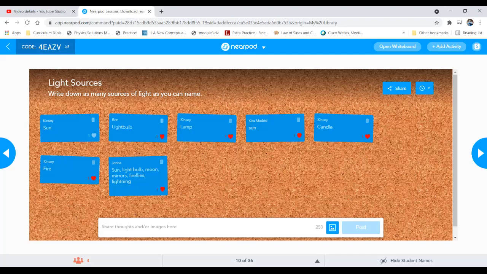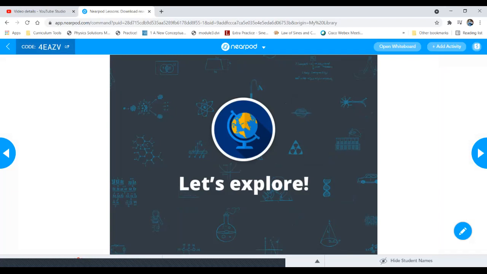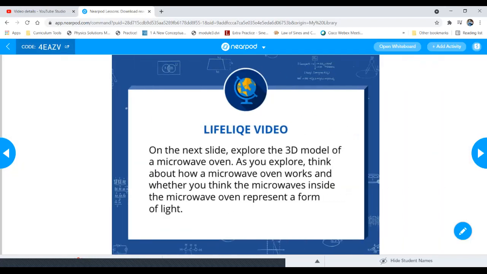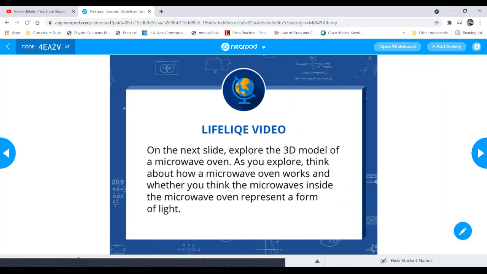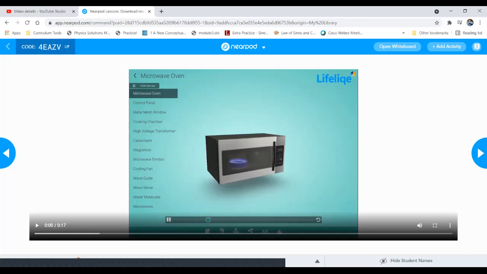And they all act differently. We have light from nature. We have light from man-made objects. We have fire. Good. So we have an idea of where light comes from. So let's think about that and explore that a little bit more. On this next slide, we're going to take a look at a 3D model of a microwave oven. I want you to think about a microwave, how it works, and whether or not you think a microwave is a source of light. So it's just 17 seconds.